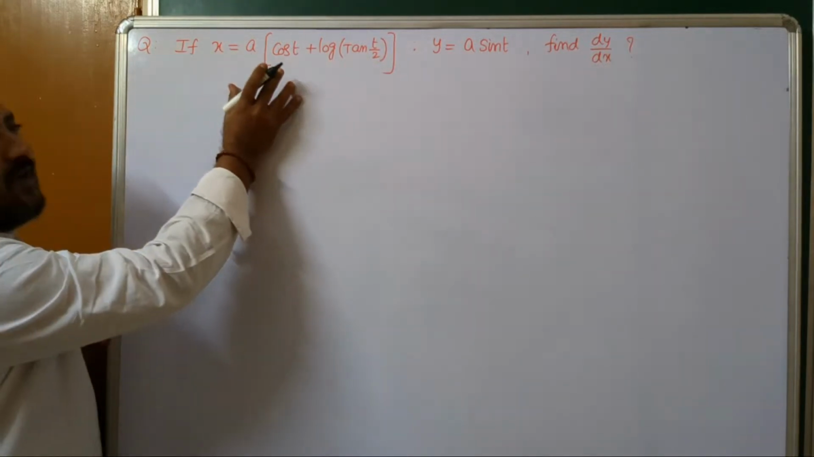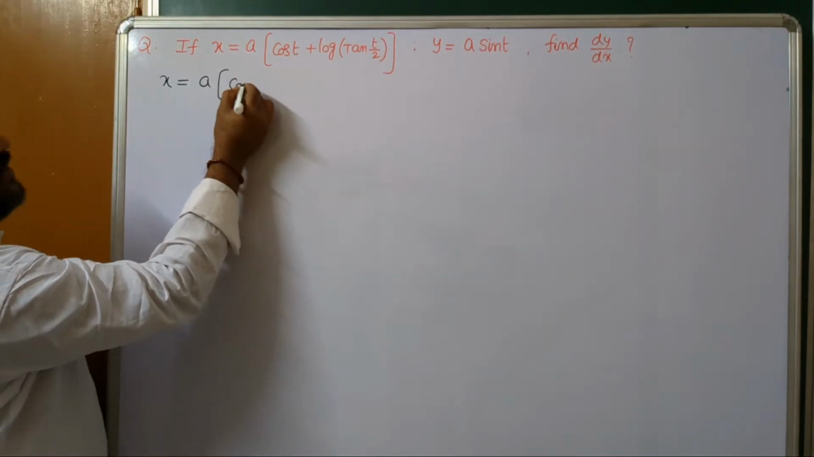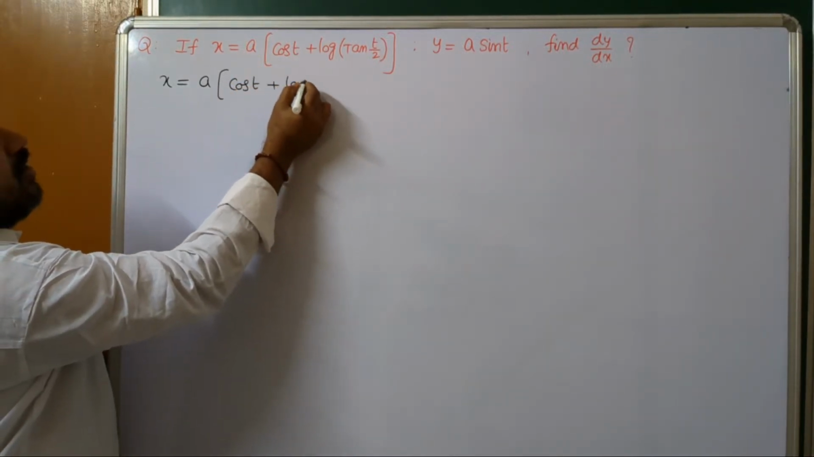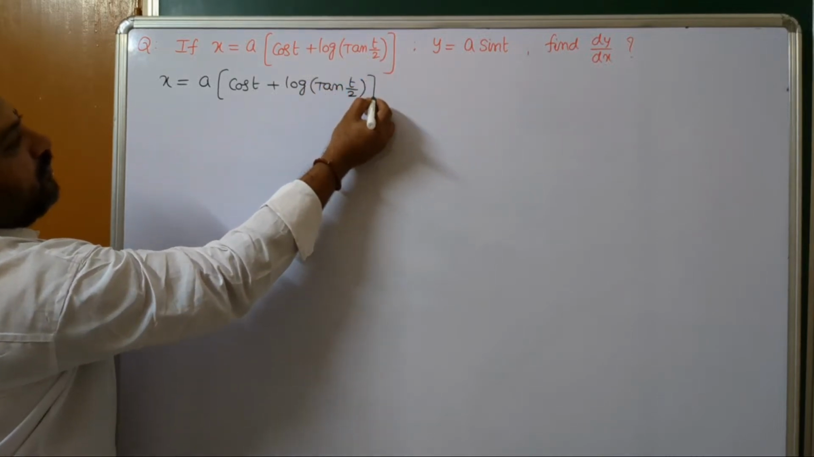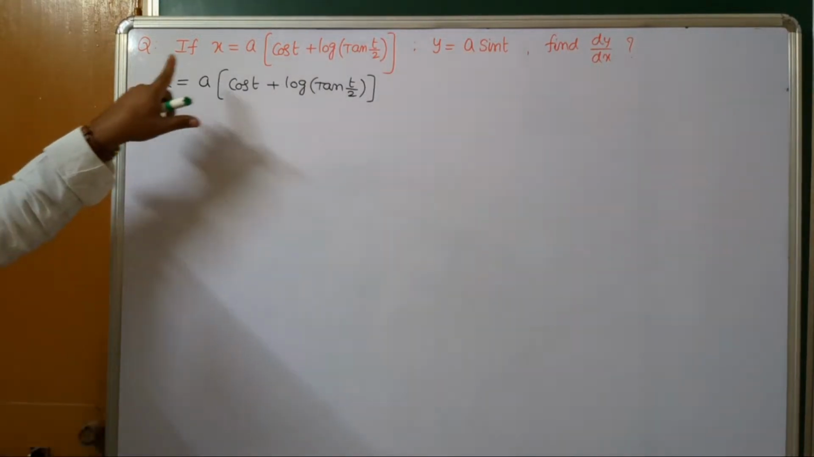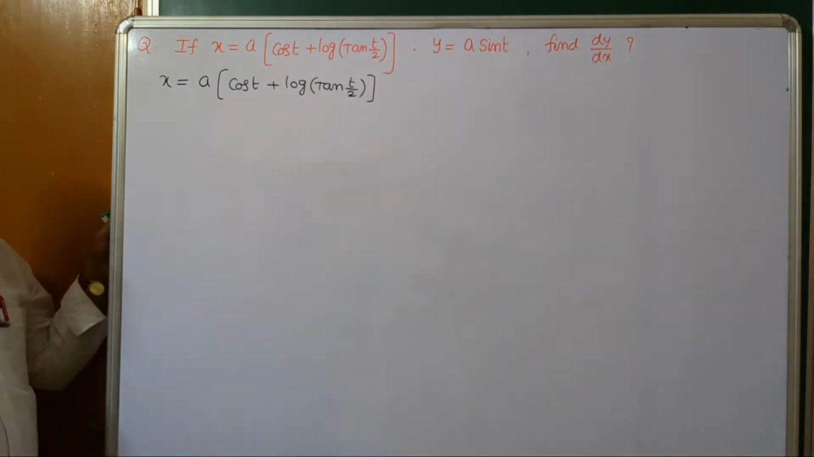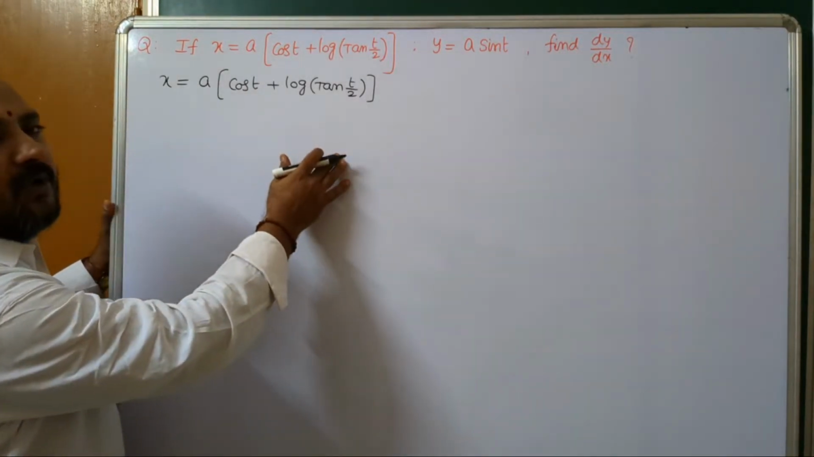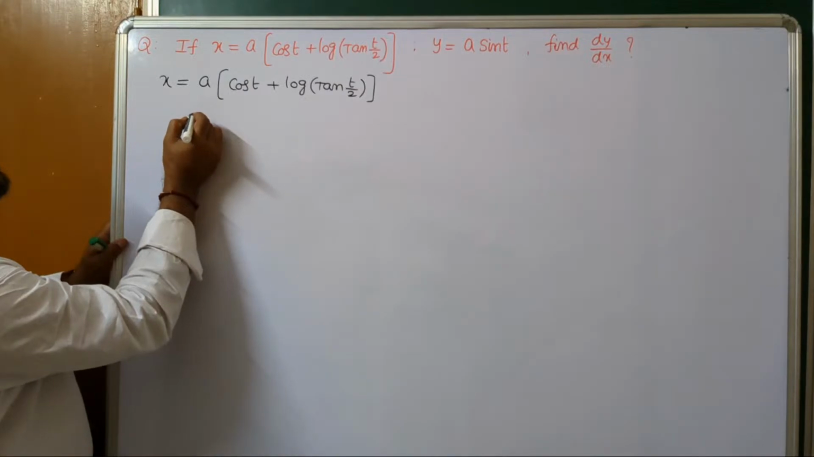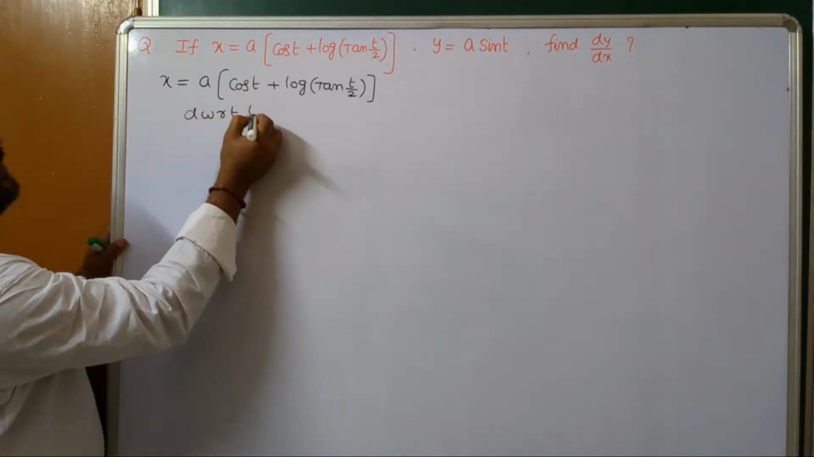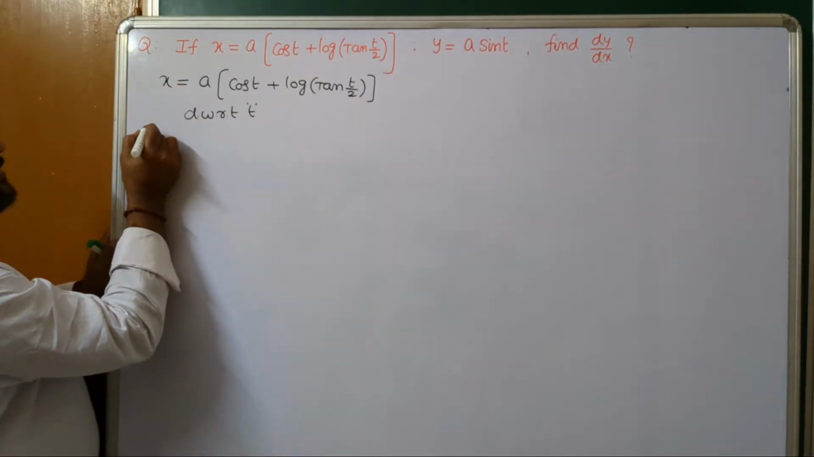So first, given x is equal to a into cos t plus log of tan t by 2. So x in terms of t is there. So we have to differentiate with respect to t. Since x is a function of t, we should differentiate x with respect to t. So differentiate with respect to t. So x differentiate with respect to t means dx by dt.